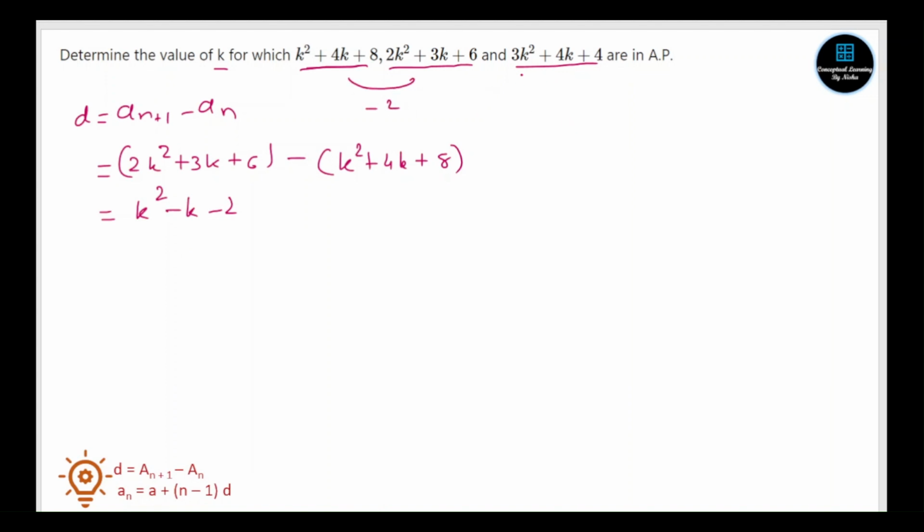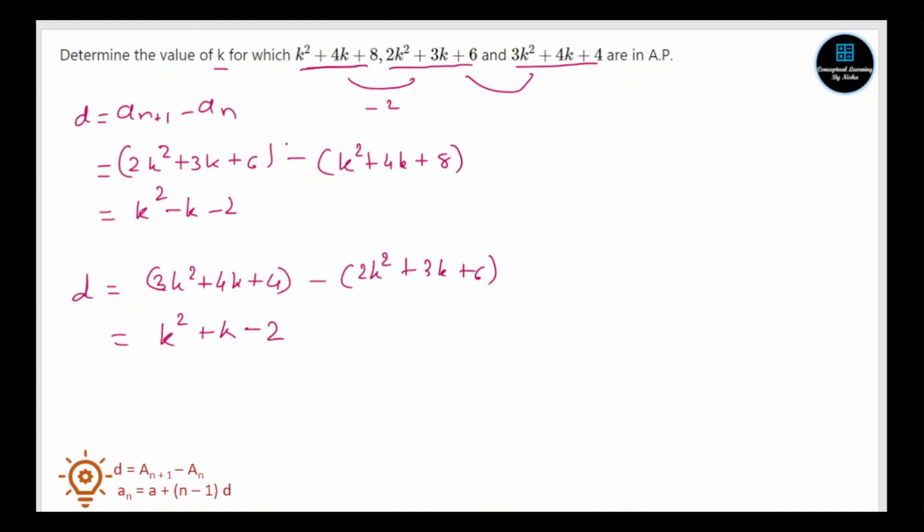Now the same way we'll find the common difference of these two. So let me write this. The common difference again is 3k square plus 4k plus 4 minus 2k square plus 3k plus 6. And when I simplify them, what do we get? k square plus k minus 2. I'm sorry, I forgot to write this earlier: the first difference is k square minus k minus 2, and here it is k square plus k minus 2. So these are the differences.